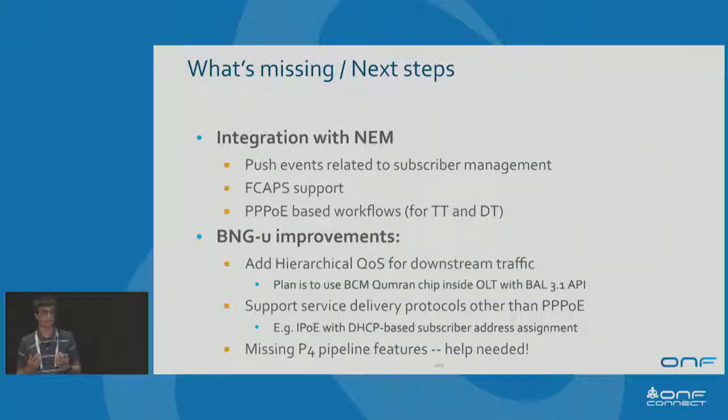There are still some pieces that are missing. Mainly an integration with the NEM to push events related to subscriber management and FCAPS support, and then a PPPoE-based workflow for TT and DT. Then also the BNG-U pipeline has to be improved. For example, adding hierarchical QoS for the downstream traffic, and supporting service delivery protocols other than PPPoE, like, for example, IP over Ethernet with DHCP-based subscriber address assignment. And then there are still some features in P4 that are missing. If you're willing to help, we're ready to implement it.